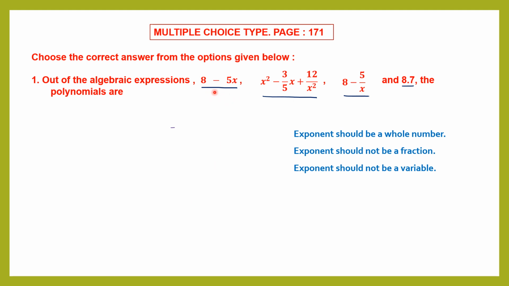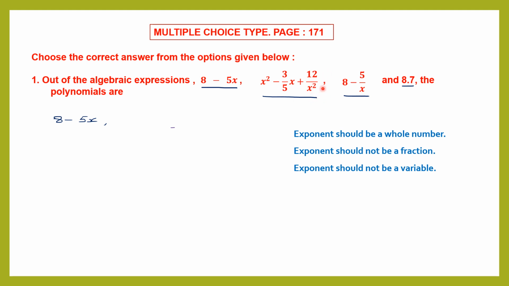So 8 minus 5x. Now here we have everything proper. So we can write that 8 minus 5x is a polynomial. Then let's look at the next one. Now here we have x square, then 3 by 5x, that's okay, plus 12 by x to the power of 2.